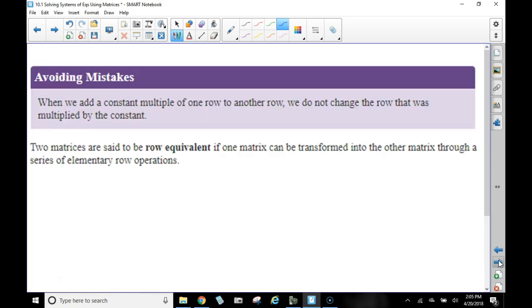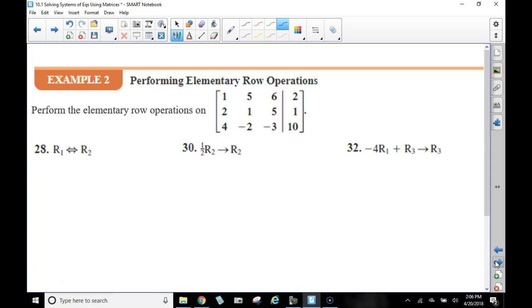Now, here's another bit of terminology. 2 matrices are said to be row equivalent if one matrix can be transformed into the other matrix through a series of these 3 elementary row operations: interchanging, multiplying a row by a constant, and then adding a multiple of one row to another row to get a new row. I know that's all kind of confusing right now, but given this matrix, we're going to see what it looks like to perform these elementary row operations on this matrix.